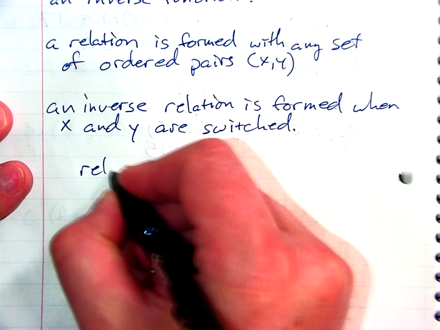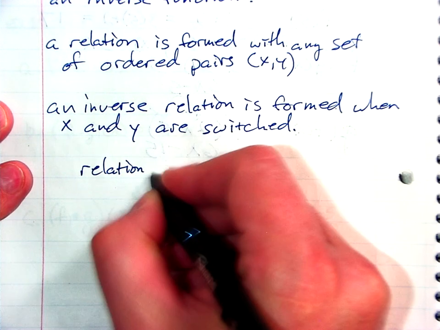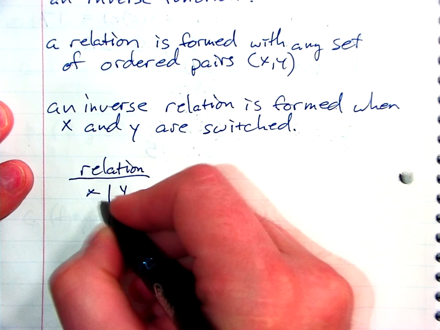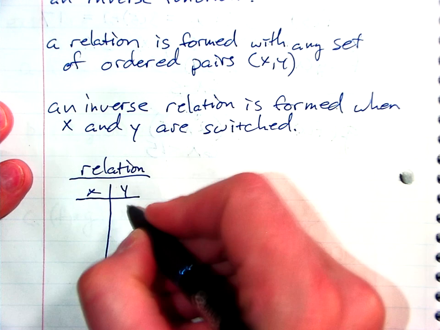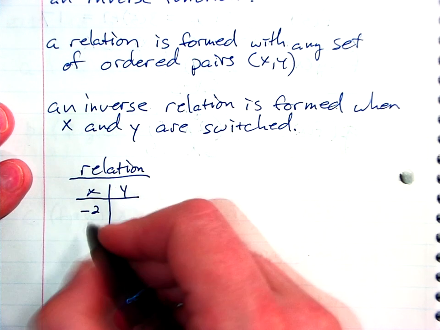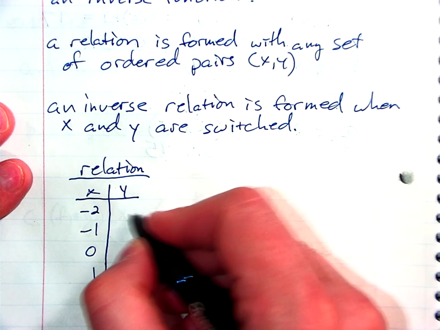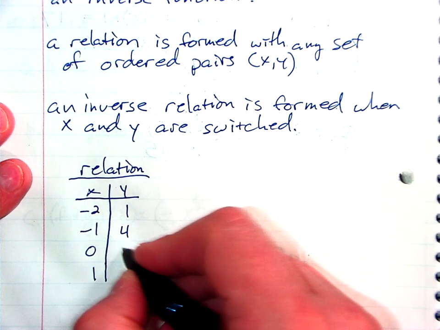So if we have a relation, and this is called a function table. Well, it doesn't have to, it's a relation table, not a function table. x: -2, -1, 0, 1; y: 1, 4, 3, 1.